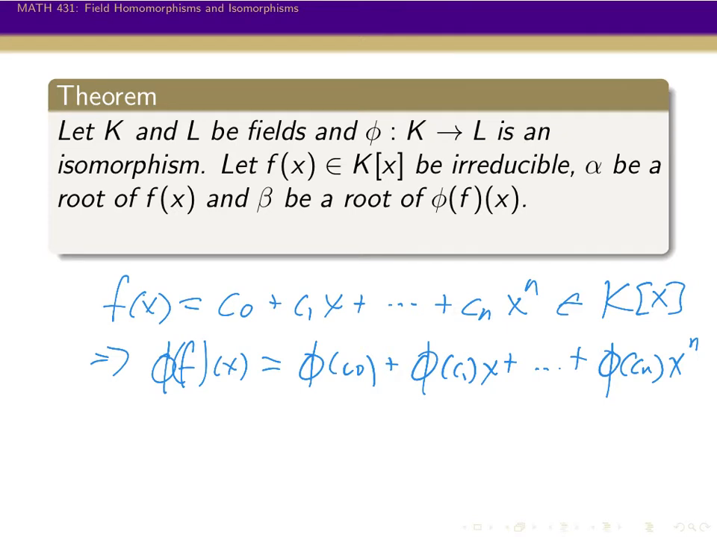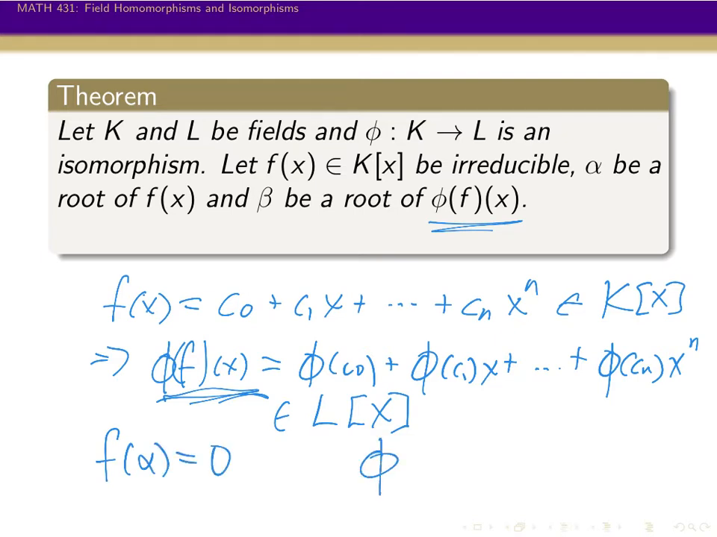And so this now is a polynomial in L adjoin x. When we talk about phi of f of x, this is what phi of f of x is. And so we're taking beta to be a root of that. So we have f of alpha equals 0 and phi of f of beta equals 0. Okay, so this is the setup that we have.